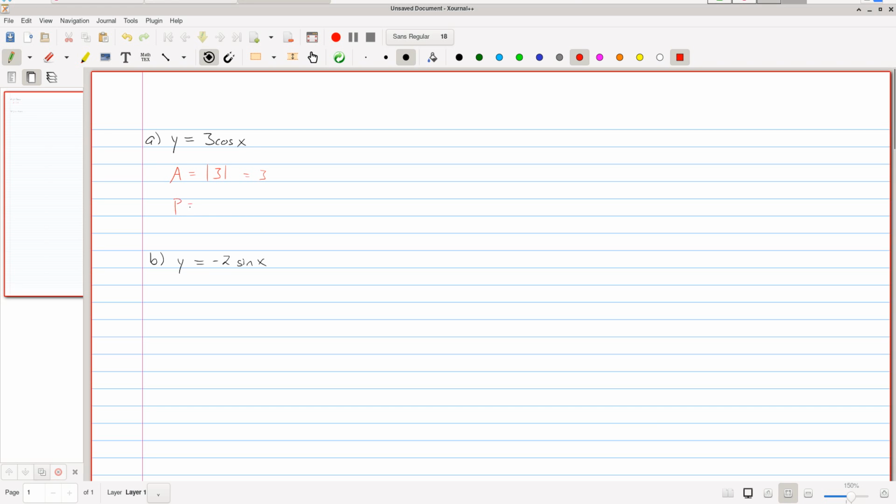The period, if you're in radians, is 2 pi divided by the coefficient of the x. In this case, I don't see a number, so the coefficient of the x is 1, so the period is 2 pi. We can use this to make a sketch.